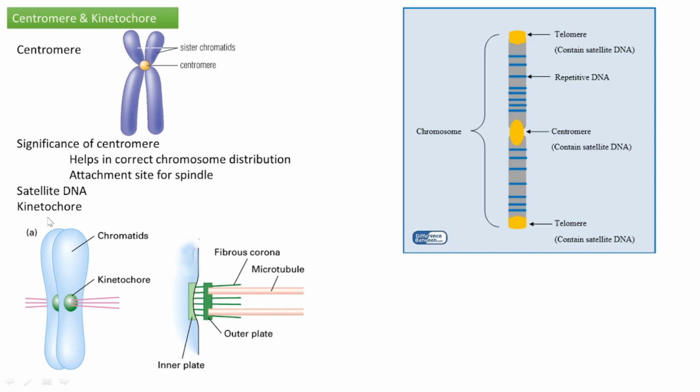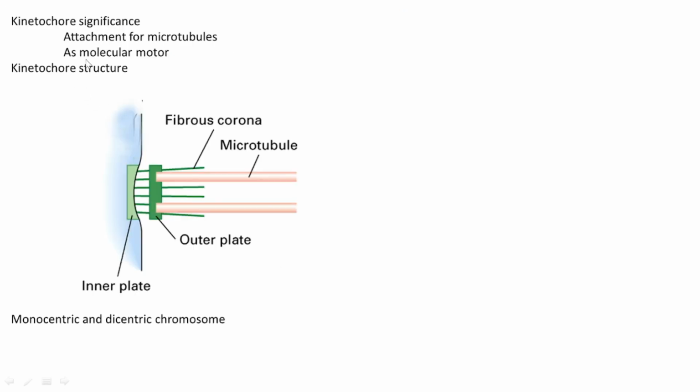Next is kinetochore. Kinetochores are certain proteinaceous plate-like structures that can be seen outside the centromere. Then what is the significance of kinetochore? It gives attachment for the microtubules. Microtubules, I already explained to you about the spindles, and their role in moving the chromosome during various stages of mitosis. The kinetochore gives the site for attachment, and the microtubules come and bind to this kinetochore.